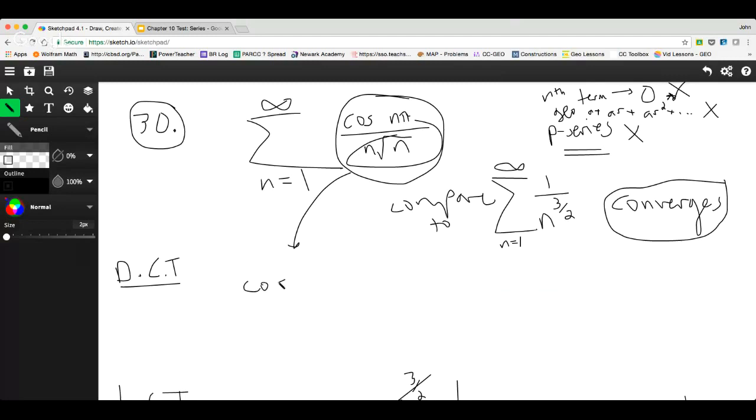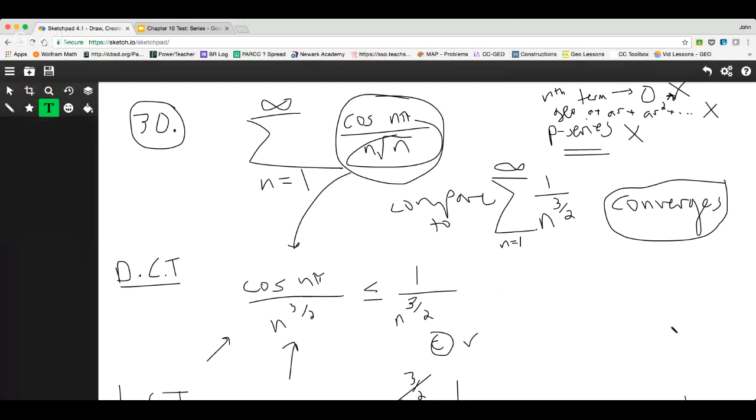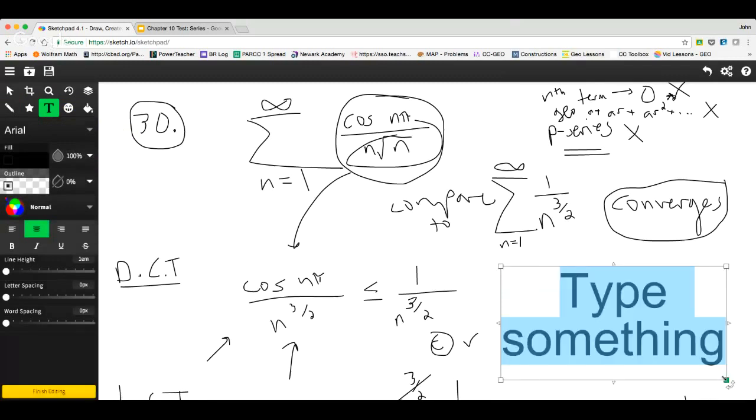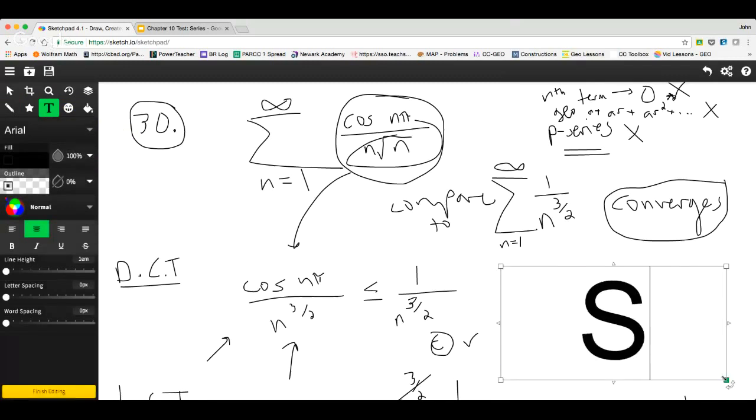So we can state with certainty that the cosine of n pi over n to the 3/2 is less than or equal to 1 over n to the 3/2. So if this one is less than this one, and we know this series converges, then therefore we can conclude that this series also converges. So let's see if I can get a text box. We can do our final answer like this.